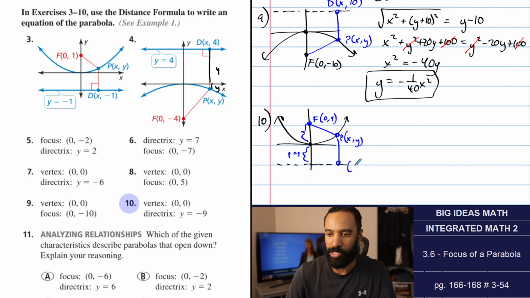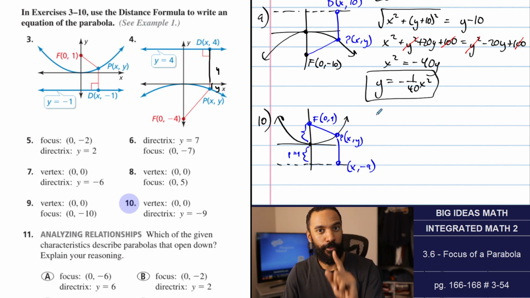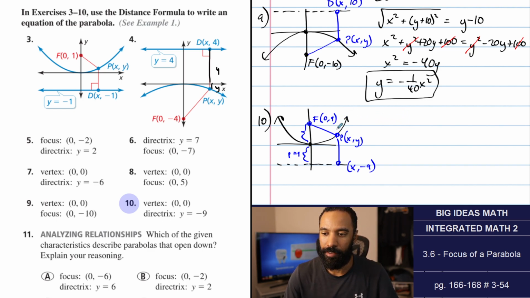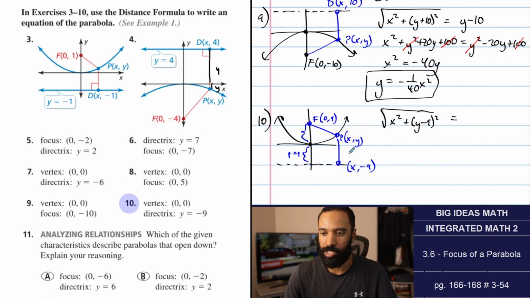At the directrix, this is x, comma, -9. That's y equals -9. So we find the distance between all those. 1 over 4 times 9 is 1 over 36. So I'm expecting y equals 1/36 x squared. So we're going to say the square root of x minus 0 squared, or x squared, plus y minus 9 squared equals this vertical distance. From x to x is 0. From y to -9 is y plus 9.